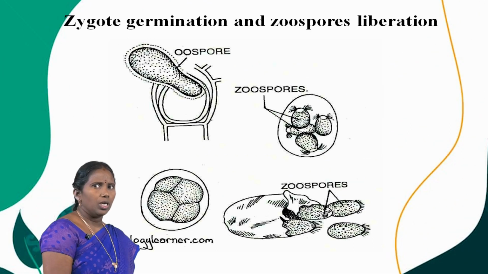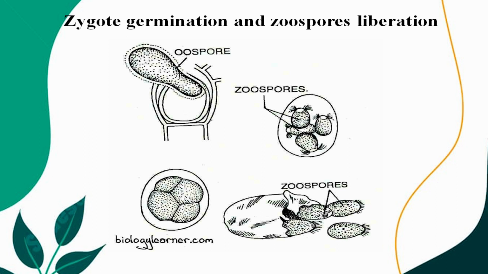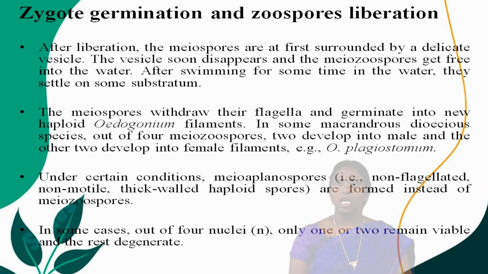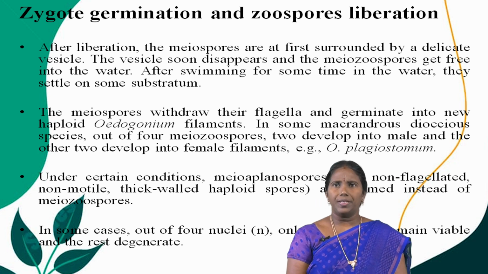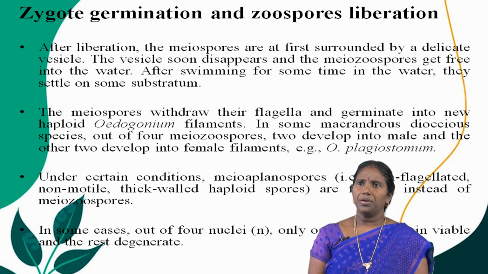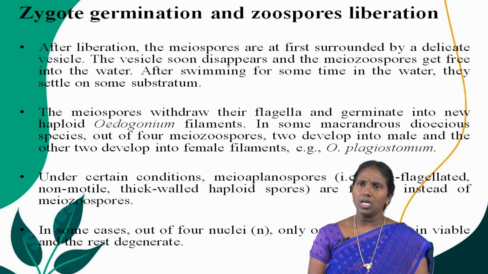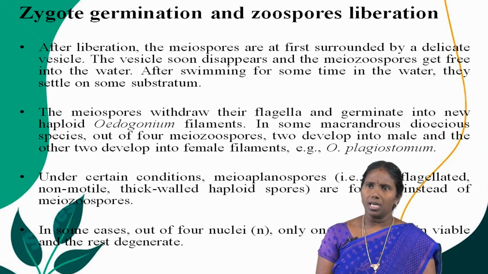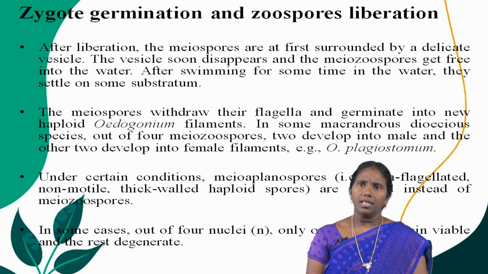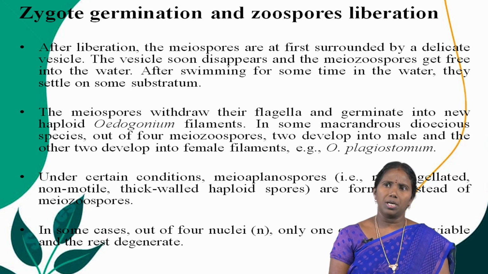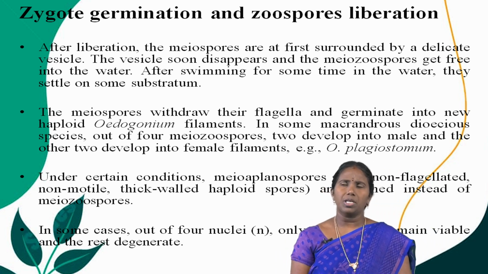This slide shows zygote germinating and zoospore liberation. After liberation, the meiospores are at first surrounded by a delicate vesicle. The vesicle soon disappears and the meiospores get free into the water. After swimming for some time in the water, they settle on some substratum.